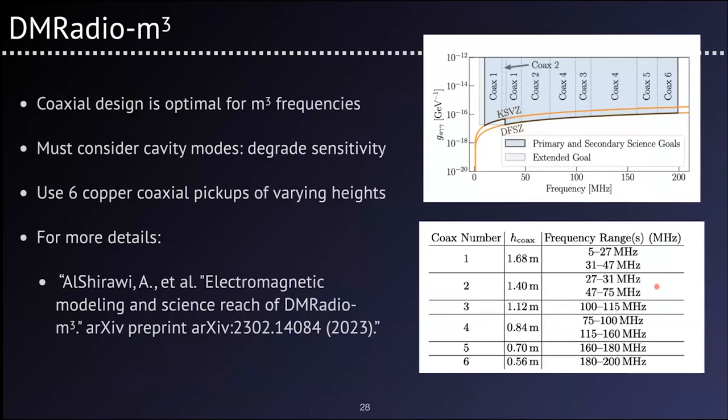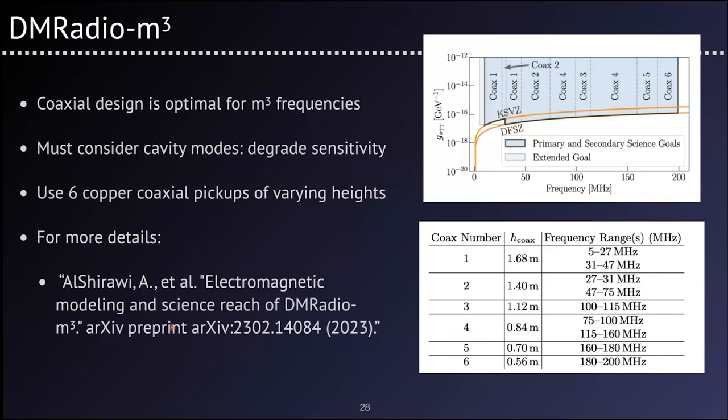So this coaxial design is optimal for meter cubed frequencies, but it entails some more thought than perhaps one into 50 liter, or at least some different thought. And so we have to consider, for example, cavity modes that could degrade sensitivity. So in order to accommodate for this, meter cubed will use 6 copper coaxial pickups of varying heights.